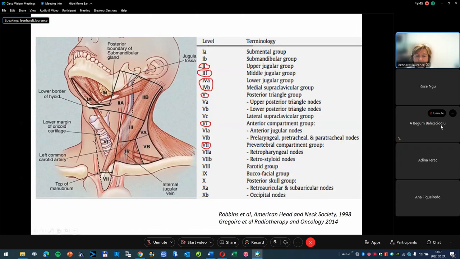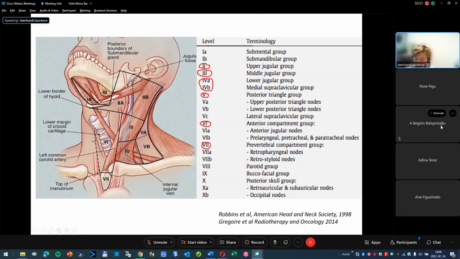Here, there are more details regarding this compartment, and I put in red the compartment 2, upper jugular group in 2A and 2B, the level 3, middle jugular group, level 4 with the 4A lower jugular group and 4B medial supraclavicular group, the spinal compartment, posterior triangle group, was divided into 5A and 5B, and the sixth one is the central one, anterior compartment group, and of course the seventh one is the prevertebral compartment group, which is different part at the top of the manubrium. You can see some anatomical boundaries very important: lower border of hyoid bone, lower margin of cricoid cartilage, and left common carotid artery. And here, the posterior boundary of submandibular gland.